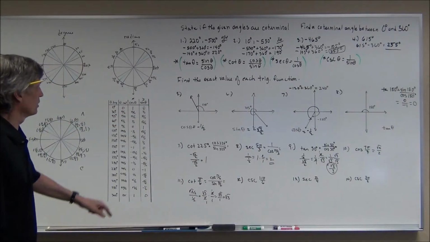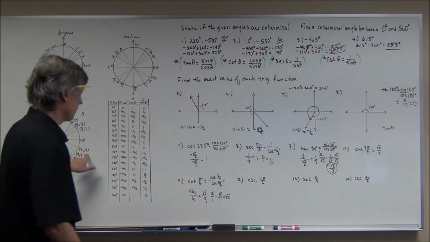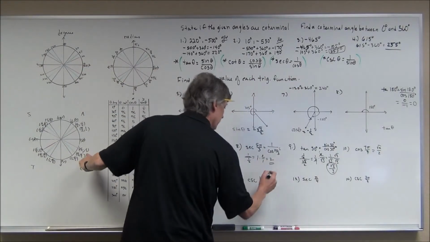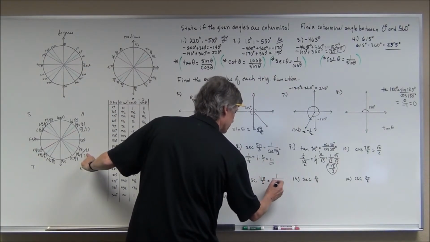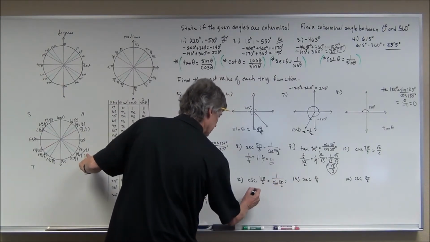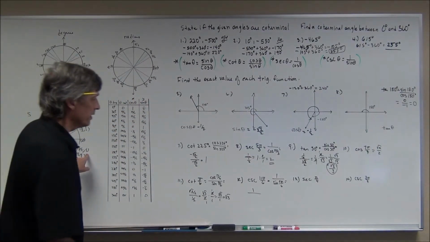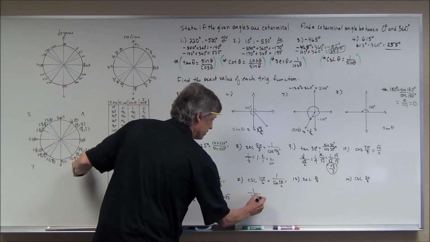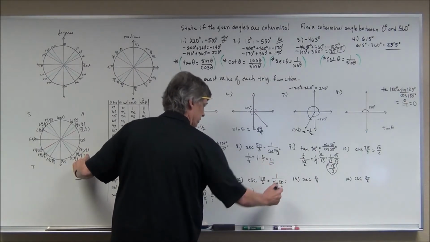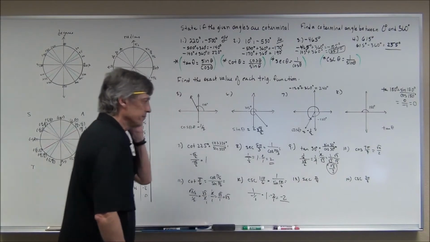Cosecant of 11 pi over 6. That's the one in pink here. 11 pi over 6, the cosecant, remember the cosecant is 1 over the sine, so this is 1 over the sine of 11 pi over 6. Now the sine of 11 pi over 6 is negative a half. So this is 1 over negative a half, which is 1 times the reciprocal, negative 2 over 1. This is just negative 2.